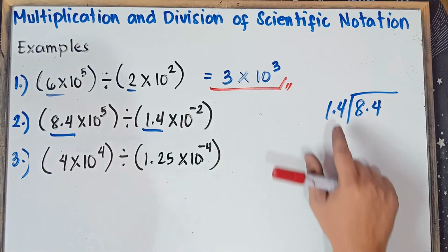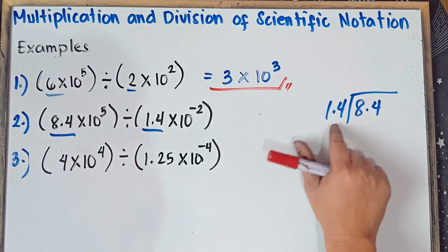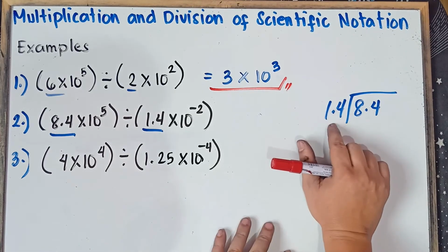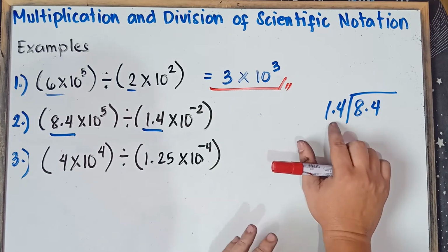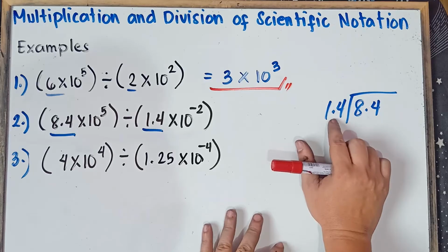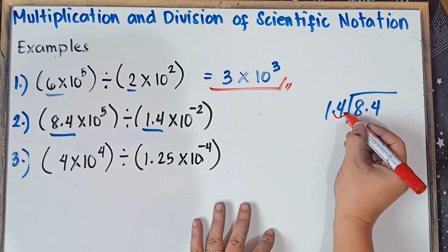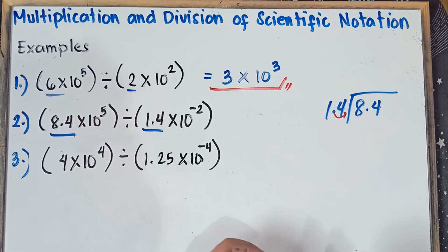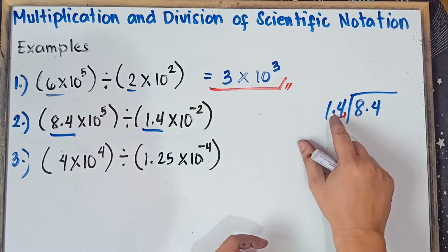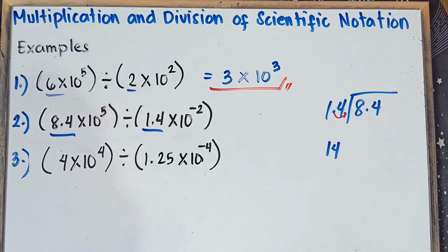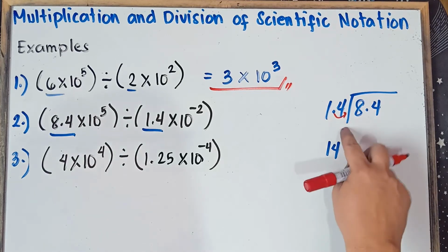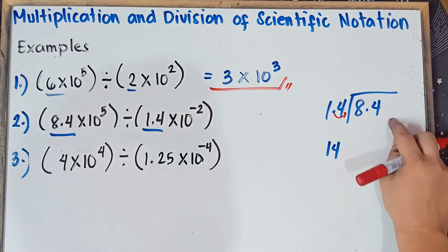Now, do you still remember, class, in dividing decimals, you need to make your divisor into a whole number. So this will be our divisor, class, 1.4. Since this is a decimal, we need to make this one into a whole number. To make this into a whole number, simply move the decimal point left to right once. So this becomes 14.